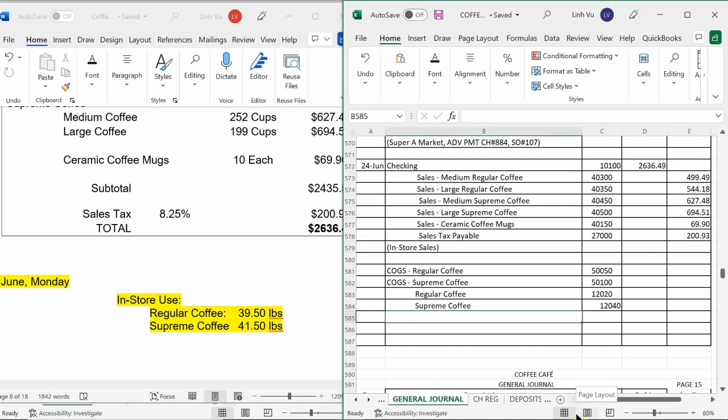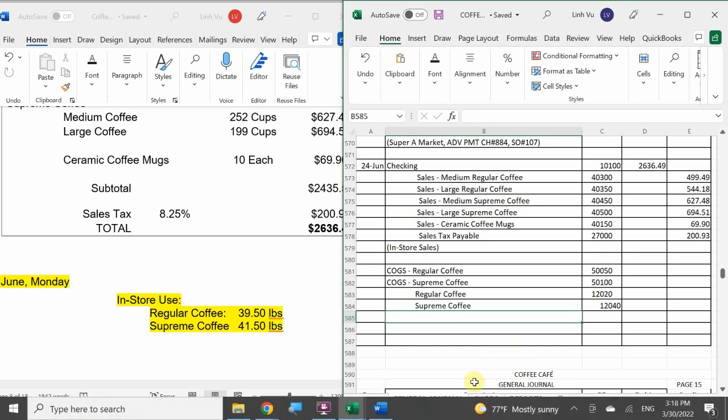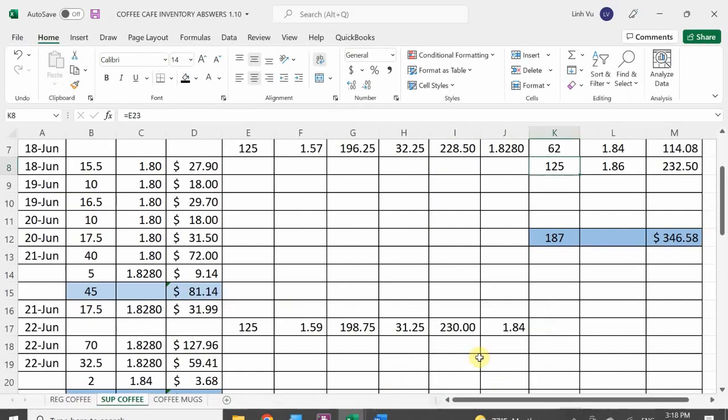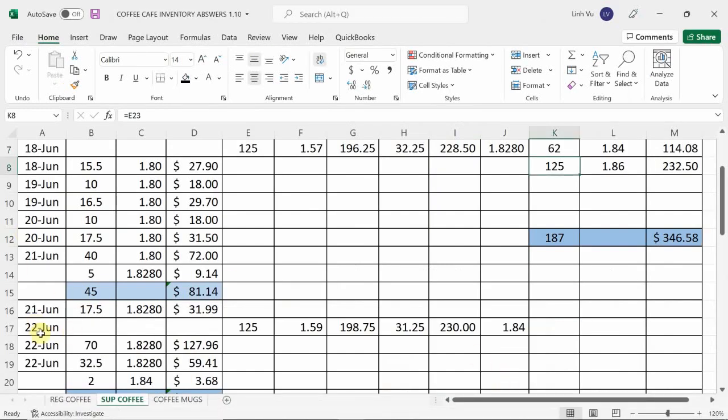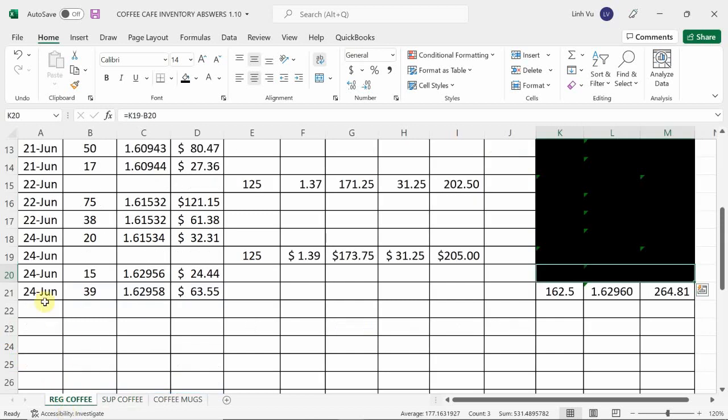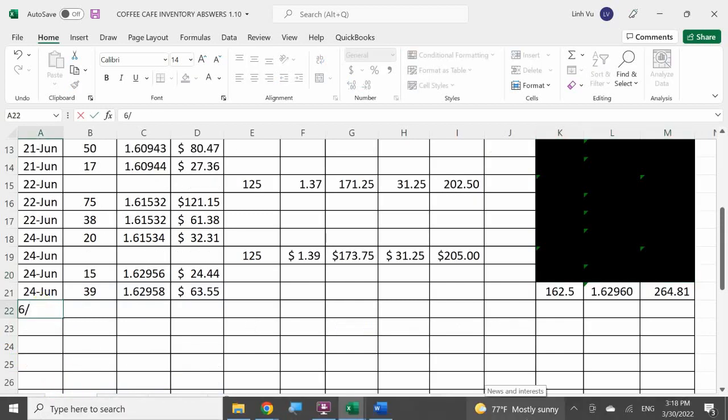So let's go ahead and plug those numbers into our inventory worksheet. So 39 and a half and 41 and a half. Okay? So we're going to start off with our regular coffee. We end up using 39 and a half pounds.